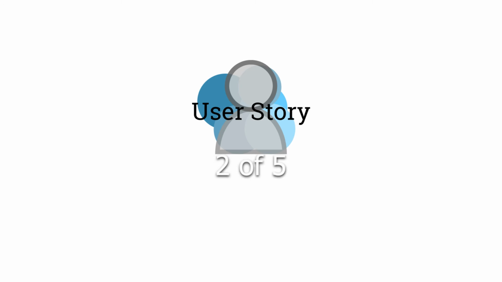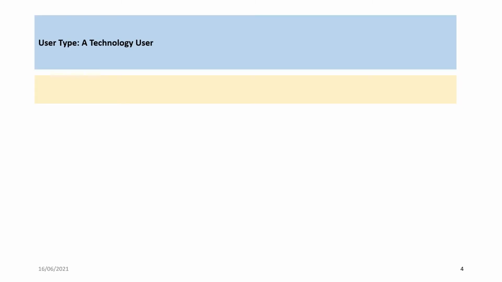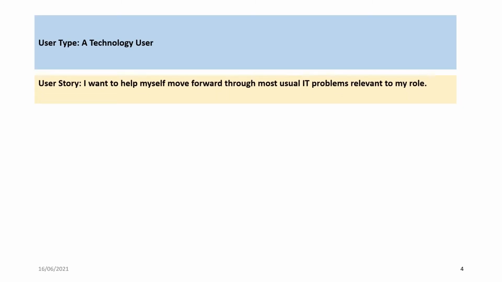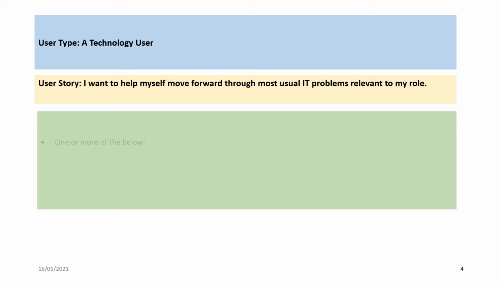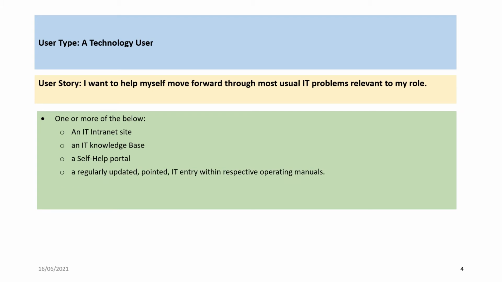User story 2 of 5. Our next user type is any technology user. Our user story here is, I want to help myself move forward through most usual IT problems relevant to my role. IT can deliver one or more of the below: an intranet site, an IT knowledge base, a self-help portal, a regularly updated pointed IT entry within respective operating manuals, and work towards building basic IT training in-house.